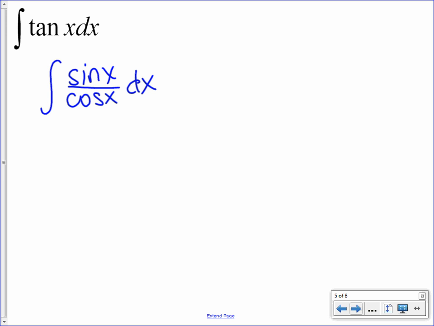Okay, so we have two relationships. The derivative of sine is cosine, and the derivative of cosine is negative sine. We want to use sine, so u equals sine because then du would equal cosine, and we wouldn't have to deal with a negative. But if we chose this, we don't have cosine of x dx. We have 1 over cosine x dx, don't we?